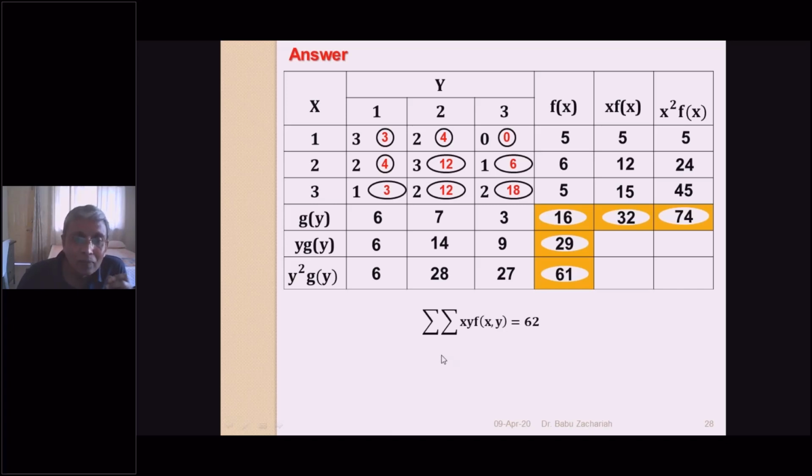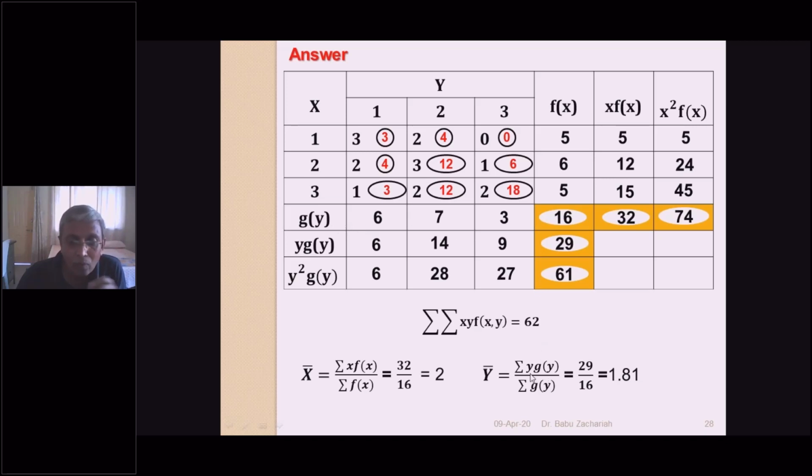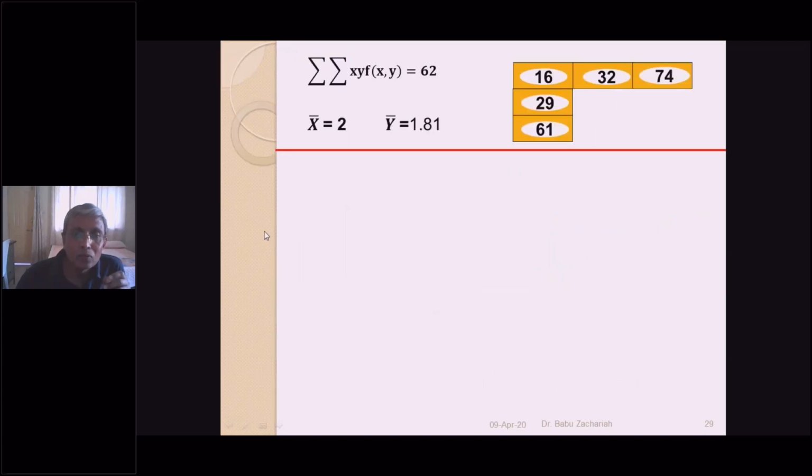Okay. Now x bar will be sum of x f of x divided by sigma f of x. So sigma x f of x is 32, that is written here. Sigma f of x is 16, that is written here. So x bar is this. Y bar is sigma y g of y by sigma g of y. So this y g of y, its sum is 29. Sigma g of y is 16. 29 by 16, 1.81.